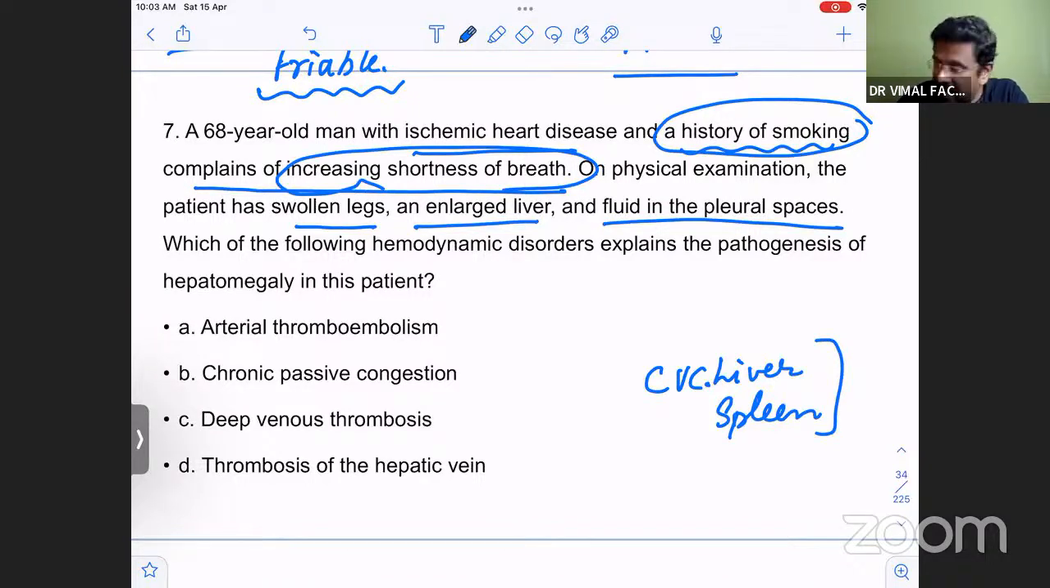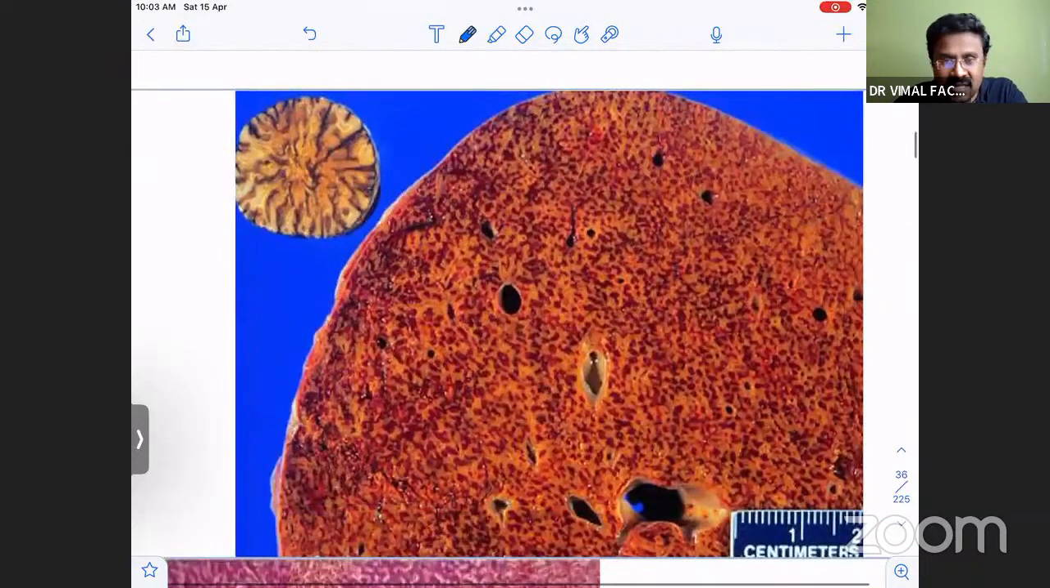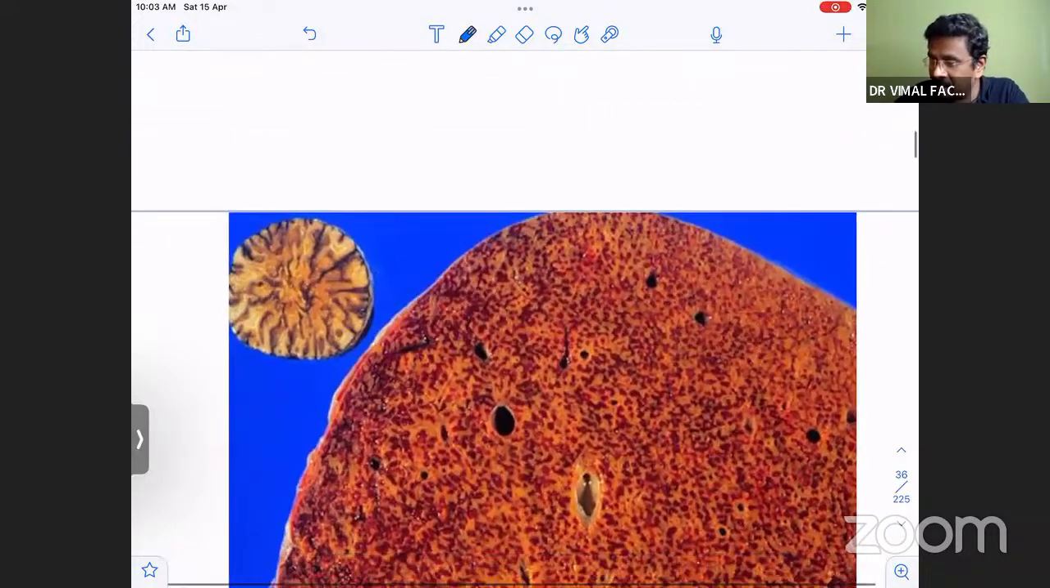Here they are asking you the pathogenesis of hepatomegaly. Why is there hepatomegaly? Because there is congestion occurring here. The right heart has failed, so the right heart is no more receiving blood from the systemic veins. So congestion occurs, and this results in chronic passive congestion, that is, congestive liver. When I say the word congestive liver, you will simultaneously remember this picture. This is the classical, famous nutmeg liver.